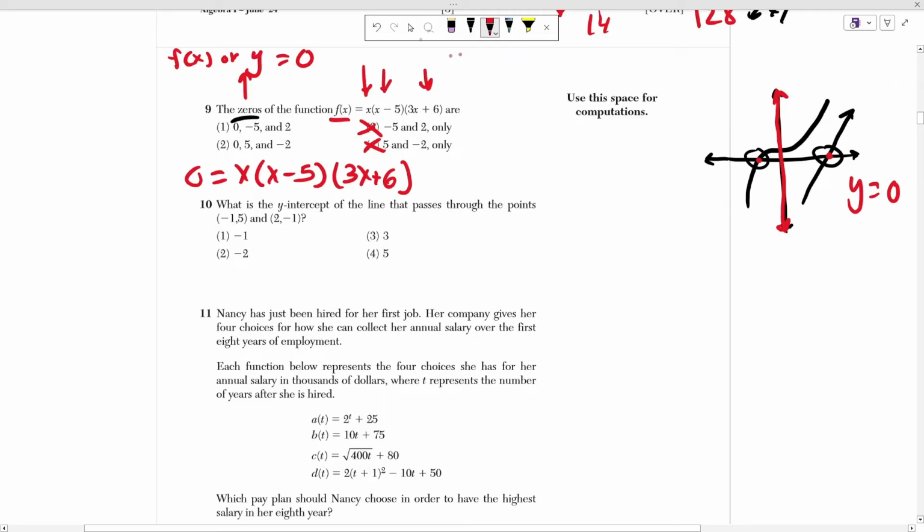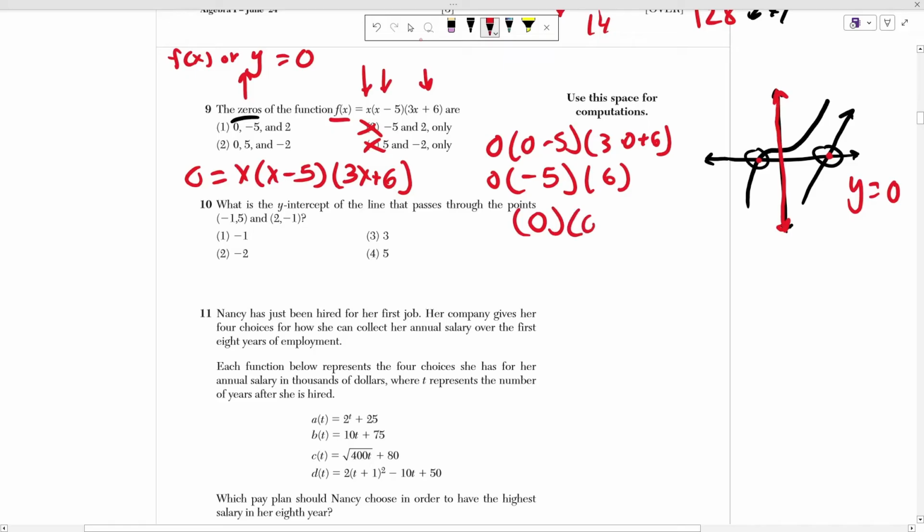Think about it. What happens if I plug in 0 for this? I have 0 times (0 minus 5) times (3 times 0 plus 6). Let's do parentheses first. What's 0 minus 5? Negative 5. What's 3 times 0? 0. What's 6 plus 0? 6. Now let's go left to right. 0 times negative 5 is 0, and 0 times 6 is 0. So f of x is actually equal to 0 at 0. Cool. So one of the zeros of my function is going to be 0.